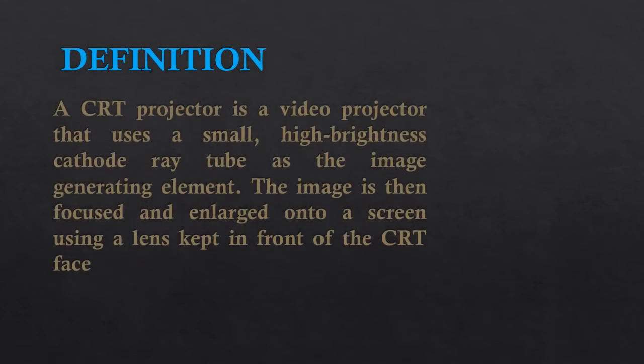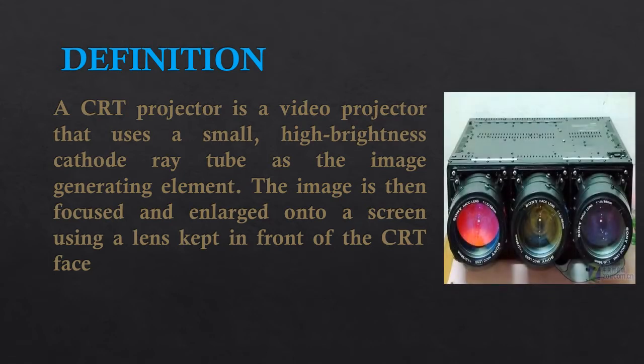Definition: a CRT projector is a video projector that uses a small, high brightness cathode ray tube as the image generating element. The image is then focused and enlarged onto a screen using a lens kept in the front of CRT face.